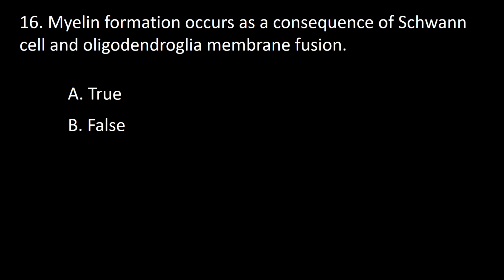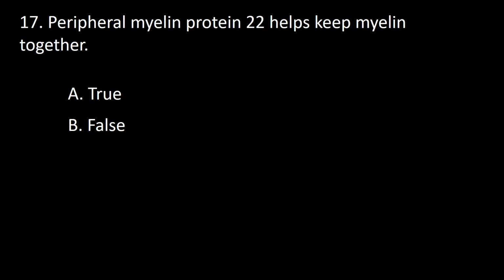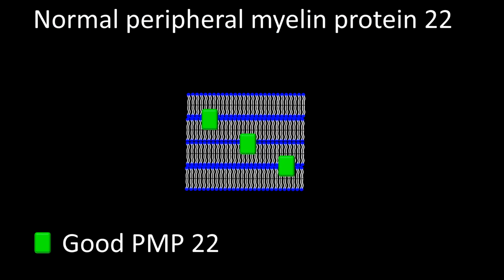So the answer to this question is A. Next question. Peripheral myelin protein 22 helps keep myelin together. A true, B false. Normal peripheral myelin protein 22, represented in this frame by the green rectangles, binds the darker and lighter lines together and so contributes to the stability of myelin.